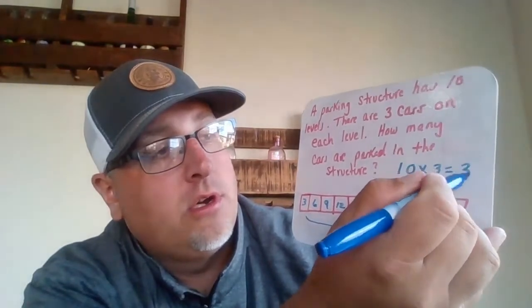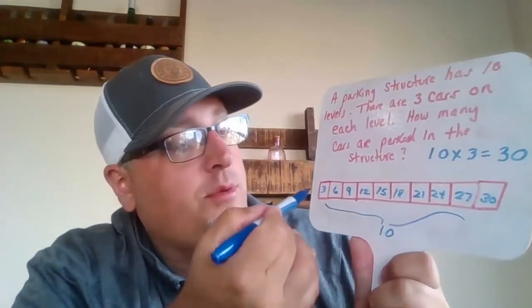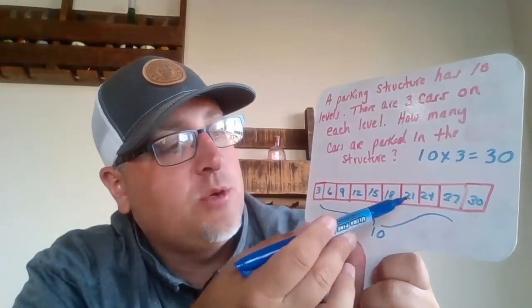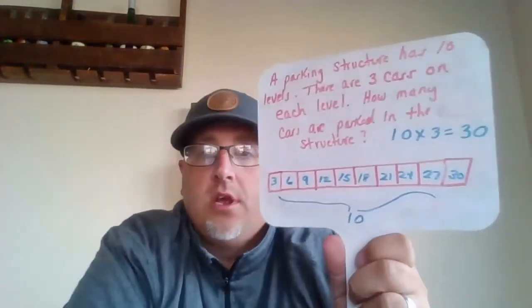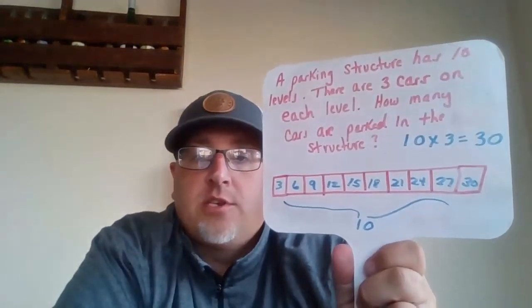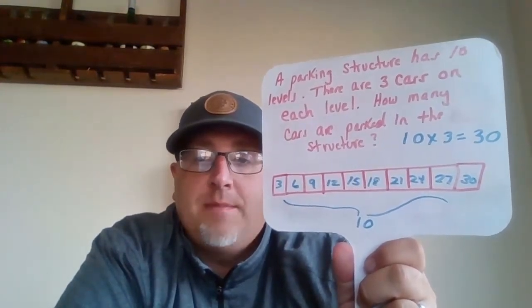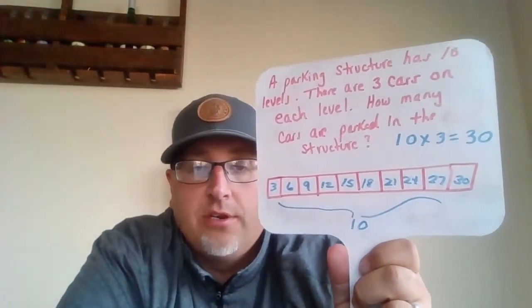Okay? 10 levels, 3 cars on each level. 3, 6, 9, 12, 15, 18, 21, 24, 27, 30 cars total. There's your answer right there. Okay? 10 levels, 3 cars in each. 10 times 3 gives you 30 cars parked in that structure.